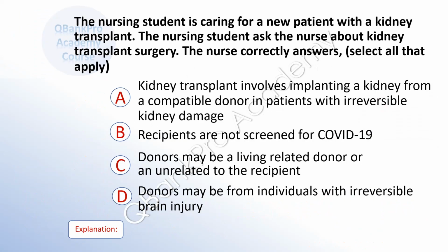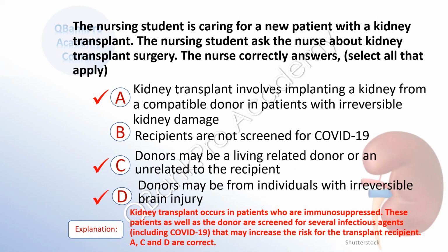The nursing student is caring for a new patient with kidney transplant. The nursing student asks the nurse about kidney transplant surgery. The nurse correctly answers. Select all that apply. A. Kidney transplant involves implanting a kidney from a compatible donor in patients with irreversible kidney damage. B. Recipients are not screened for COVID-19. C. Donors may be a living related donor or unrelated to the recipient. D. Donors may be individuals with irreversible brain injury.